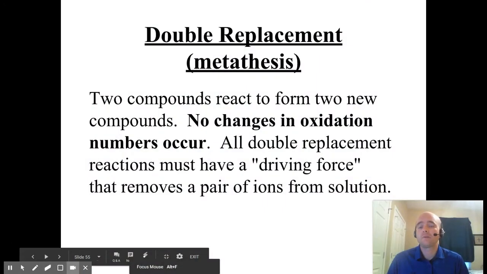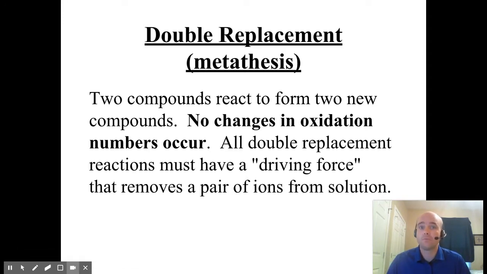A double replacement reaction is going to be 2 compounds that will react to form two new compounds. No changes in oxidation state happen, so that's going to be another video later on in this chapter. You also should know that there's going to be a driving force that will allow these ions to break up. The driving force is going to be covered in a later video later on in the year.